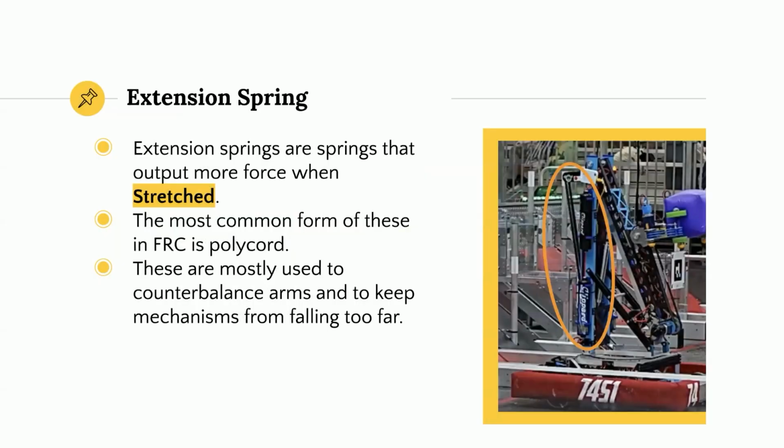Extension springs are springs that output more force when stretched. The most common form of these in FRC is polycord. These are mostly used to counterbalance arms and to keep mechanisms from falling too far. So on the right, we have a very notorious team called 7451 AvengerRobotics, and they employed a piece of polycord as an extension spring on their robot in order to counterbalance their arm against gravity. In this case, it worked really well. It did exactly what they wanted it to do, and it had no problems whatsoever.